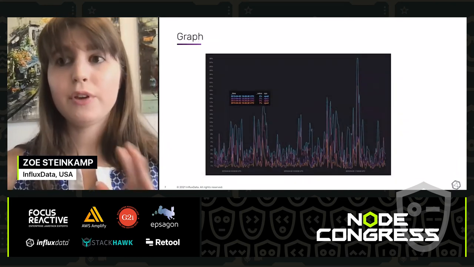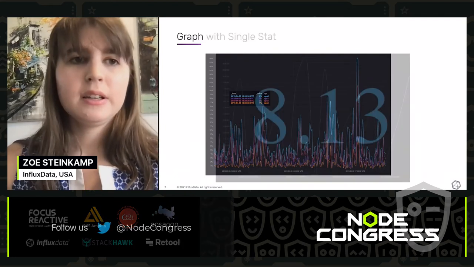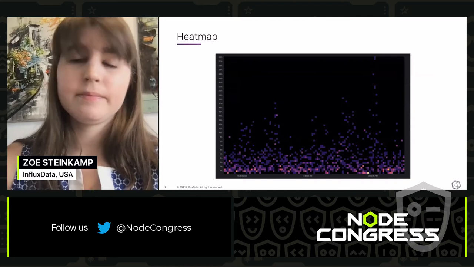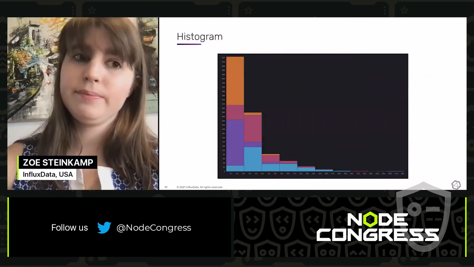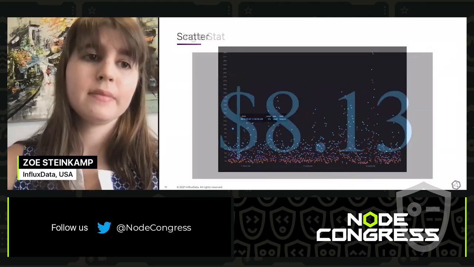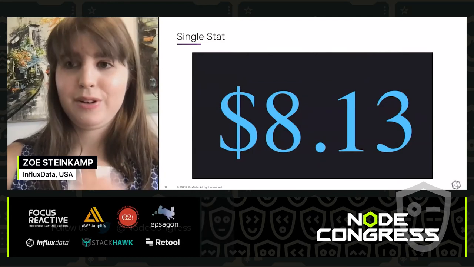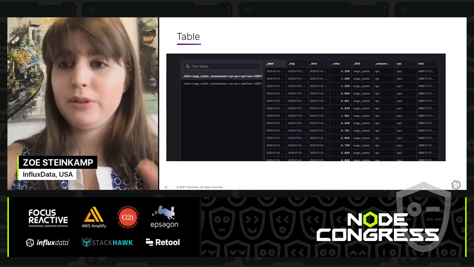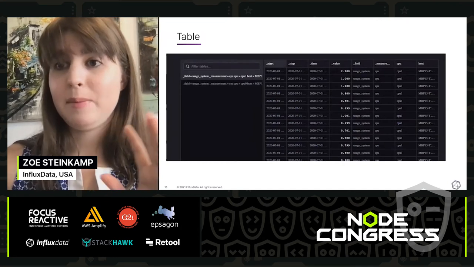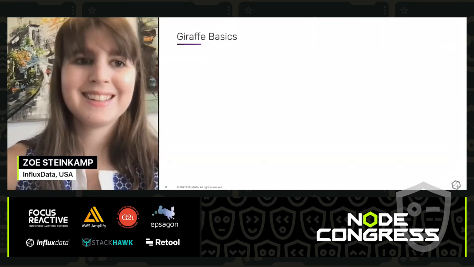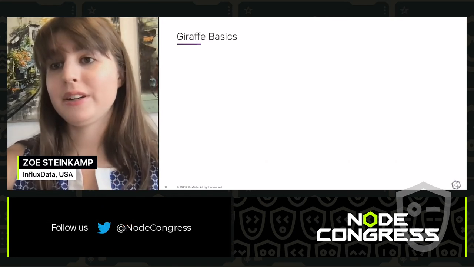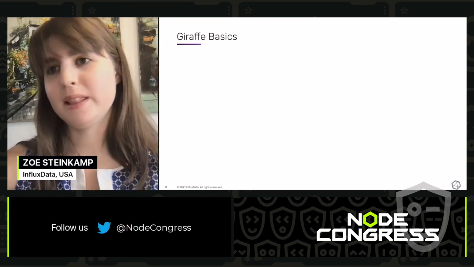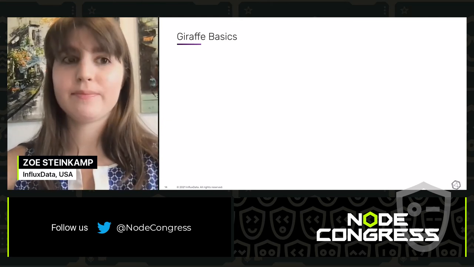We actually have a few different variations of line graphs. Graph with a single stat, a heat map, a histogram, a scatter plot, a single stat with no graph, and a table, which might remind you of what you normally see when you go to a database company. We also have a few other graphs coming soon, which are candlestick and map. But I'm not going to display them because they're not out in production yet.